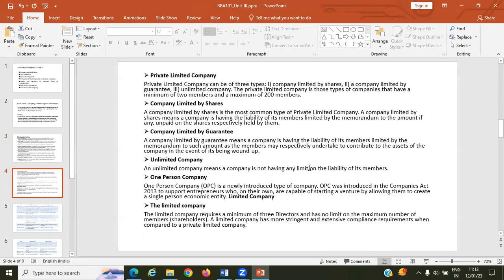Limited company, limited shares, we understand limited by guarantee. That means whatever the person invested in the company, the person is liable only for that amount of money invested in the company.